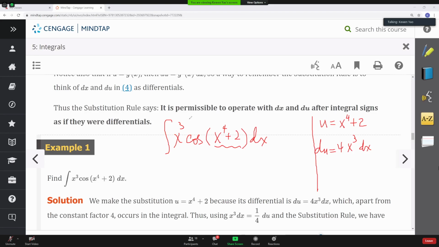Okay, now you have what? You have x cubed dx right here, see? So you can divide by 4 on either side. So 1/4 du is equal to x cubed dx. See? Now you can write everything in terms of u here. So this becomes cosine, x^4 plus 2 is u, right? So cosine u times x cubed dx. x cubed dx is 1/4 du, right? So x is gone, only u left.